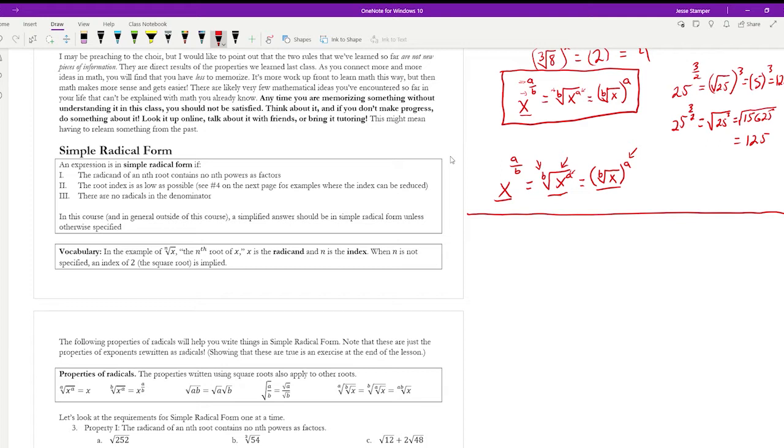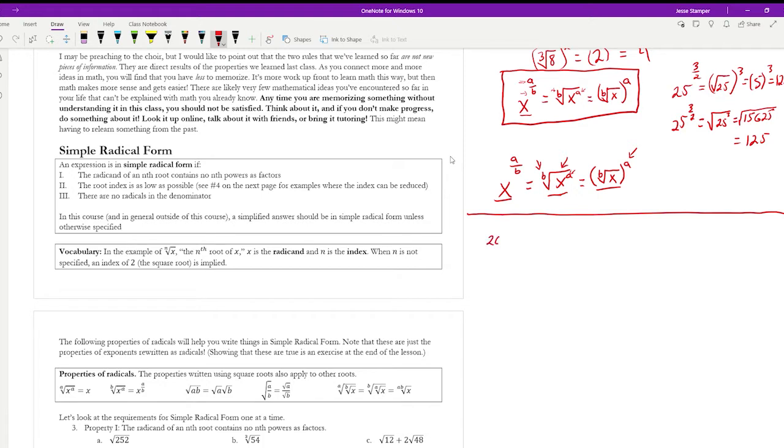Is the radicand of an nth root containing no nth powers as factors? That is about the most complicated way to say that. Basically, it means that if you have, let's say you have b. I'm trying to think of the best way to put this. I'm just going to give you a number. Okay, let's just give you a number.